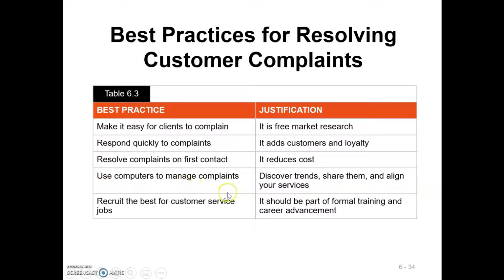Using computers to manage complaints, so we can discover trends, share them, and also align them to our services. The last best practice is recruiting the best for customer service jobs. So this should be part of formal training and also career advancement.